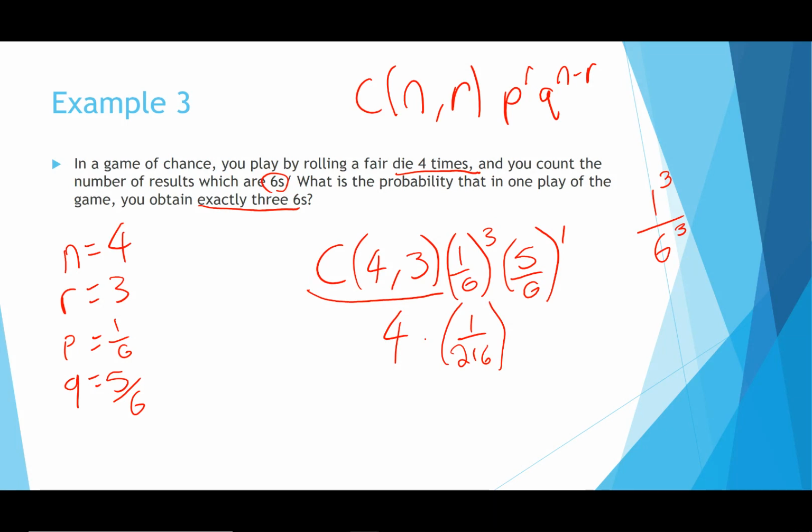And now 5/6 to the first power is still just going to be 5 over 6, right? So remember, 4 is the same as 4 over 1 if you want to try multiplying this. So 4 times 1 times 5 is 20. And 6 times 216 is a big number.